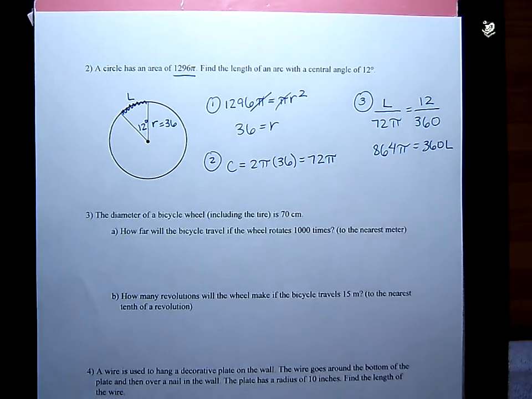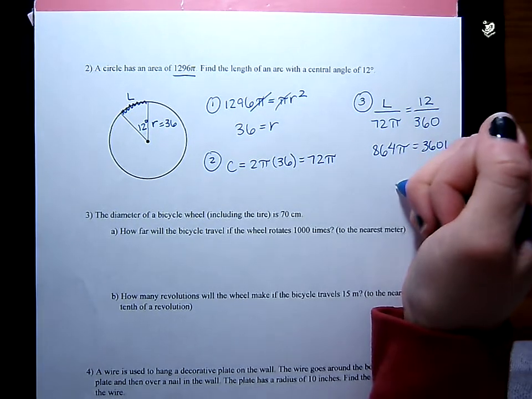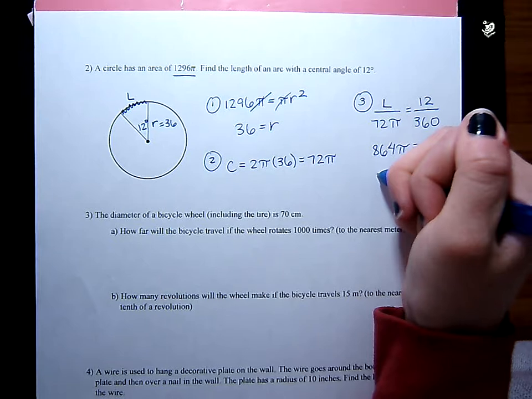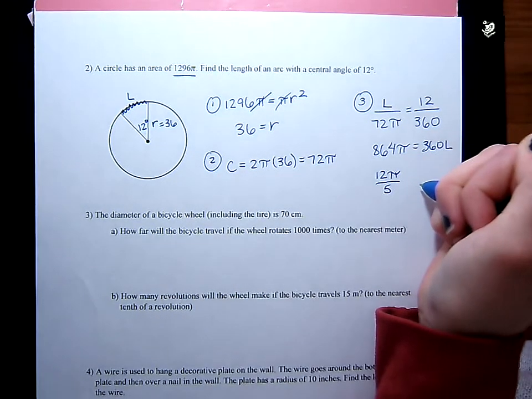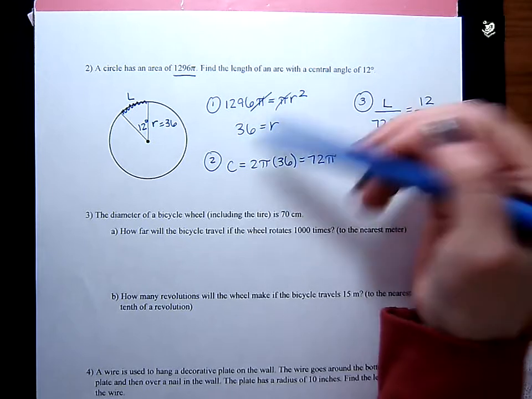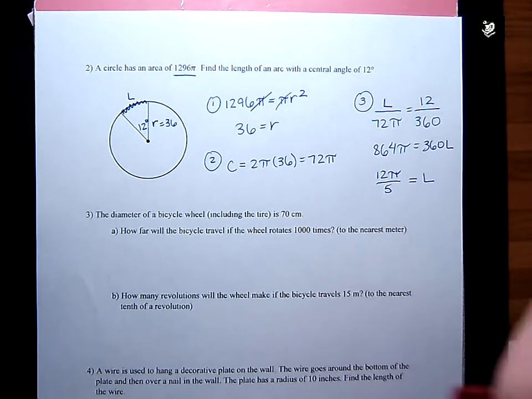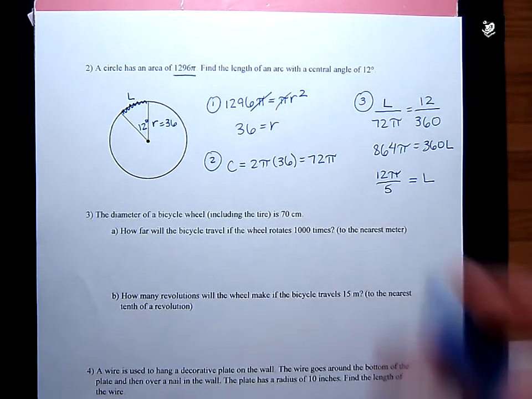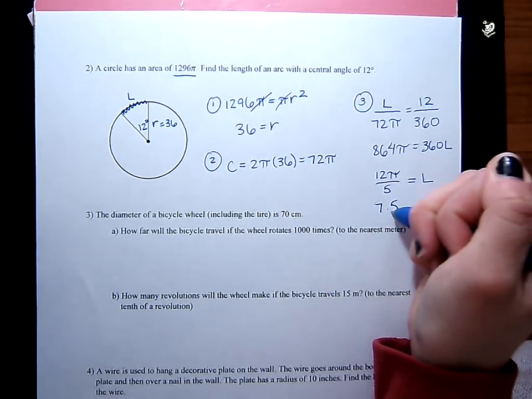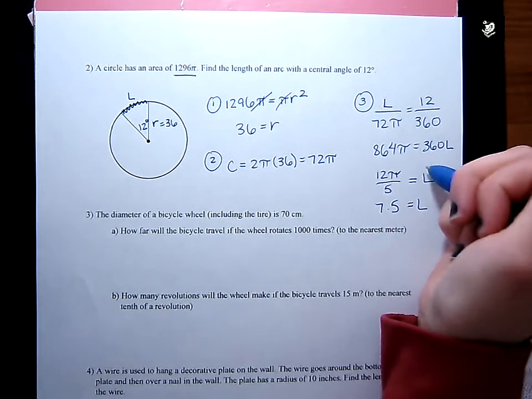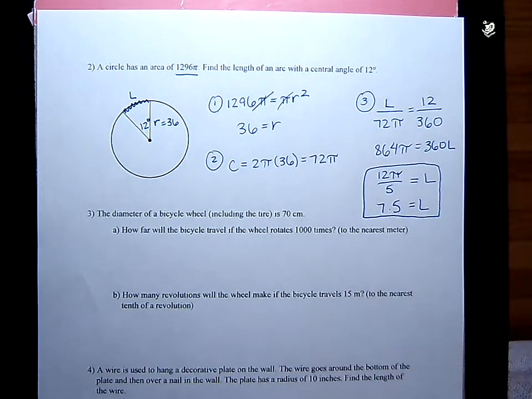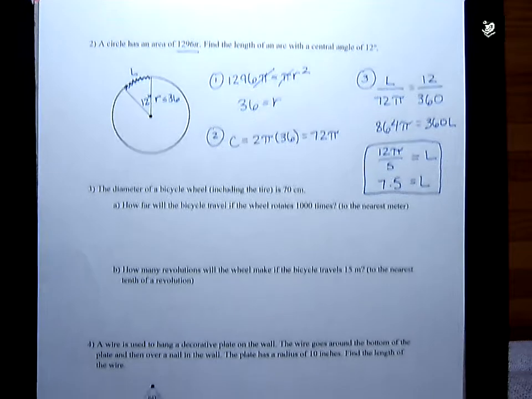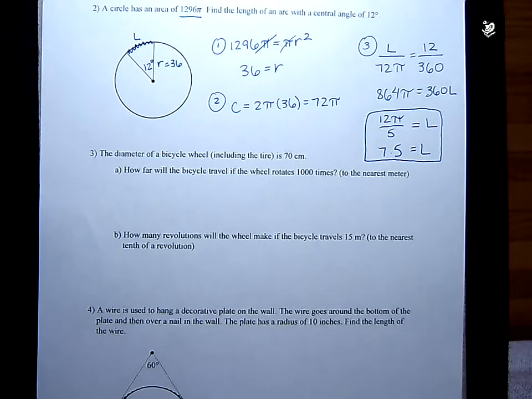And divide. I'm going to leave this in terms of pi and round it. So in terms of pi, you get 12 pi over 5, or 12/5 pi. Okay, we don't have any units here, so I'm just going to put equals L. And if you were to put that to the nearest tenth, it is 7.5. So that's a very similar question to number 1, except you had to do a little extra work to find the radius.